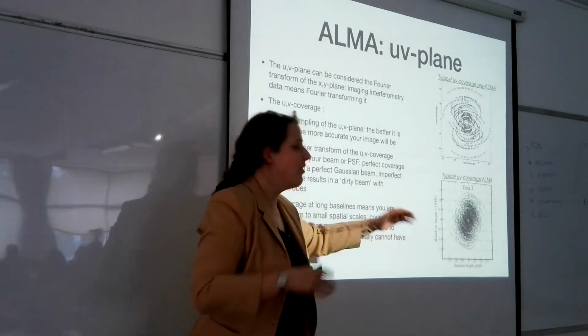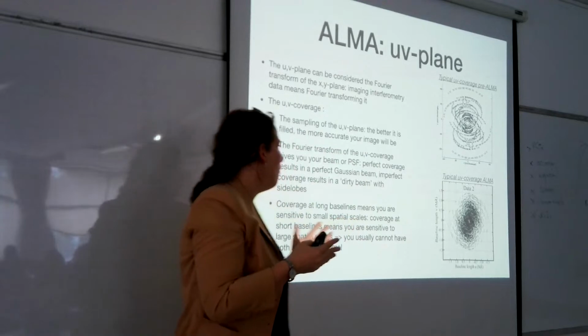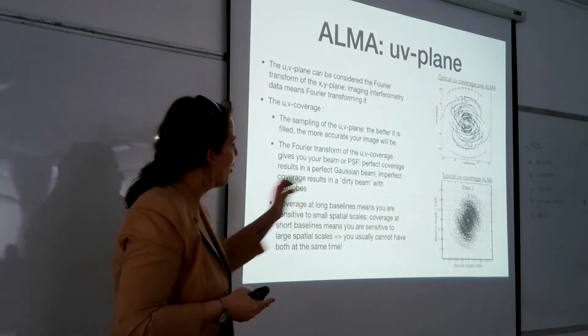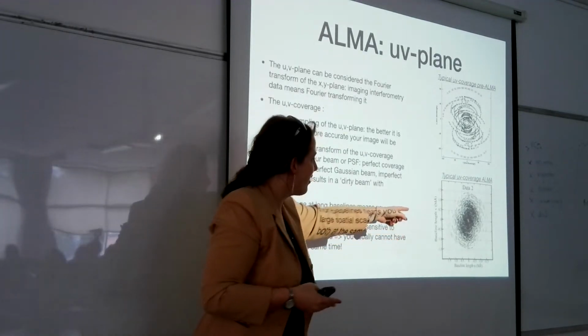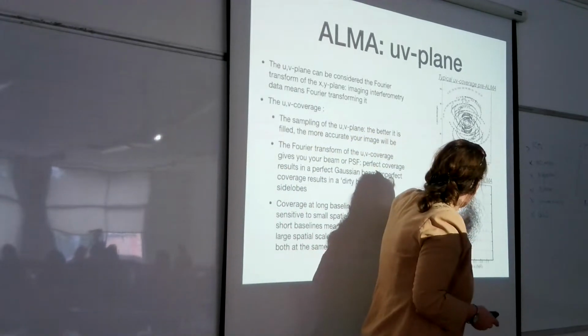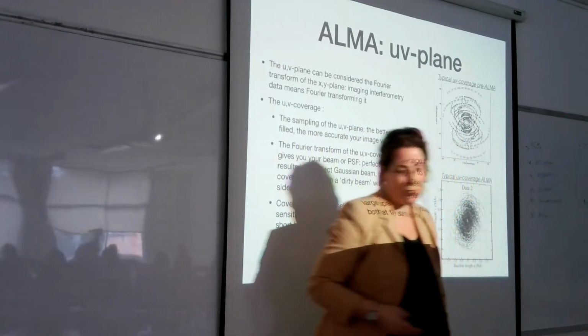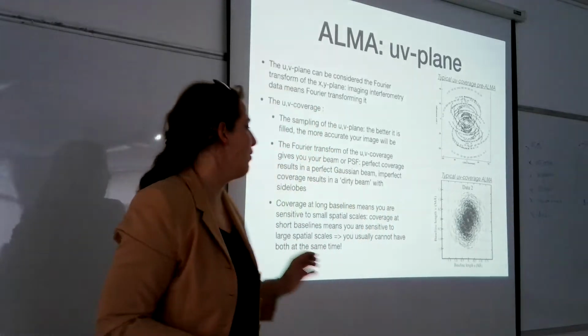So if this is constant, you're going to have a perfect beam. Of course, it's never completely constant. You can see that here as well. It looks kind of black, but there's still some gaps here and there in between. So you will always have a little bit of artifacts.